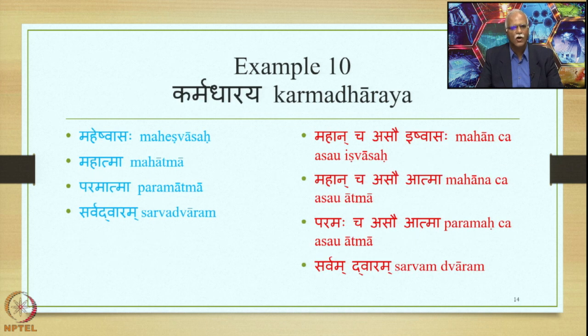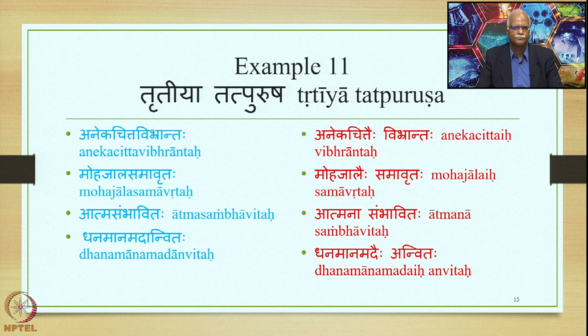Here are some examples of the karmadharaya samasa in the Srimad Bhagavad Gita. Maheshvasaha, mahancha asau ishvasaha. This is what is Maheshvasaha, the great archer. Ishvasaha is archer. Mahatma, mahancha asau atma, the great soul. Paramatma, paramascha asau atma, the supreme soul, supreme being. Sarvadvaram, sarvam dvaram. These are the examples of karmadharaya. Karmadharaya also is very well productive as a process in Sanskrit and also in modern Indian languages.